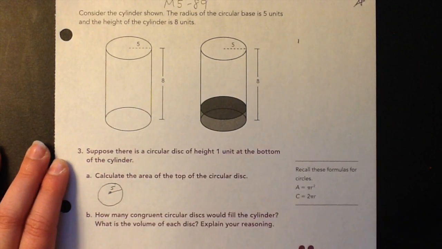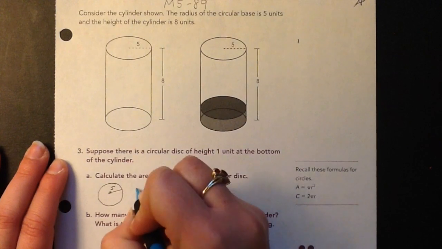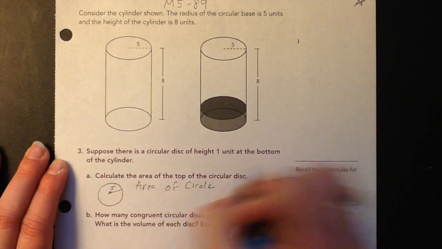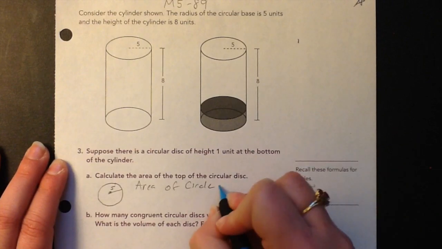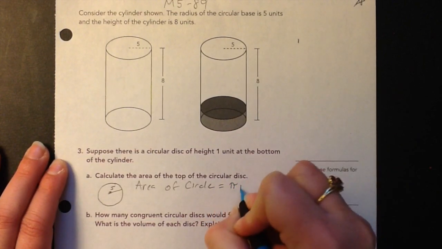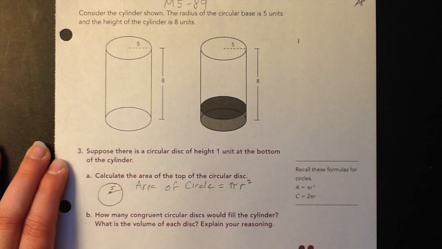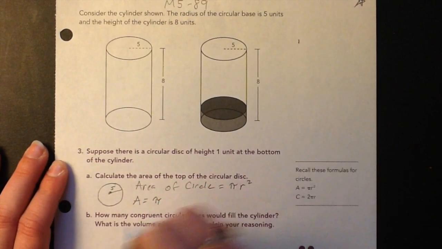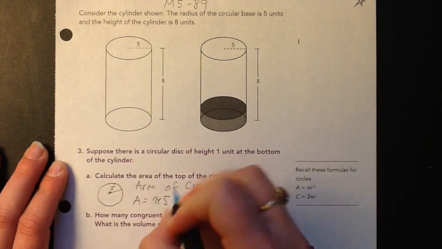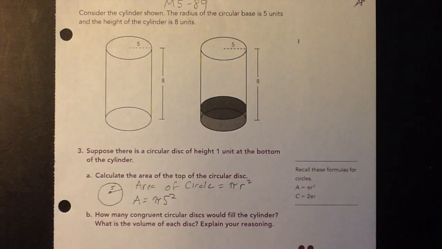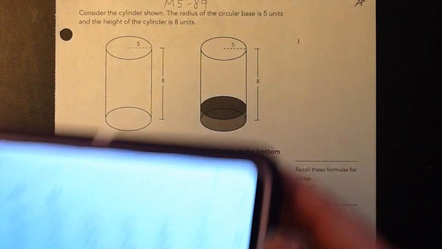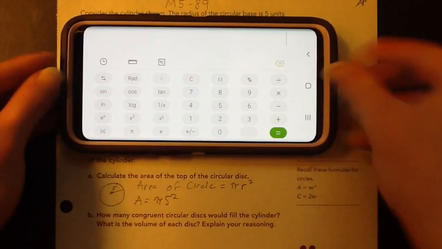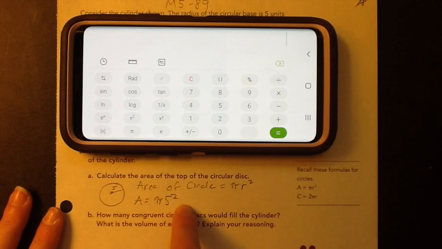Now it might have been a long time since you've done area of a circle. So area of circle, it's always pi times the radius squared. So in this case, it's pi times 5 squared. If you're using your phone as a calculator, you'll have to turn it sideways to get all the special stuff. So what we want is pi times 5 squared.